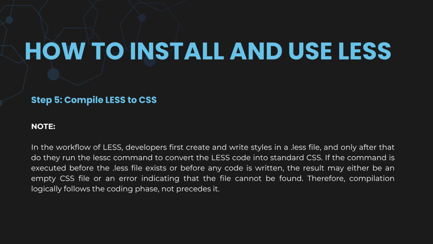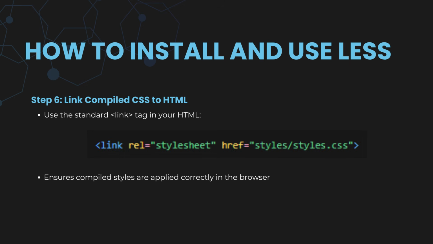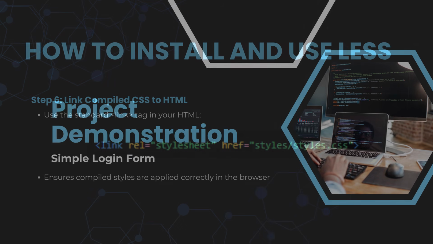In a Less workflow, developers first write styles in a .less file, then run the Less command to convert it into standard CSS. Running the command before the file exists or has content may result in an empty CSS file or an error. Therefore, compilation should come after coding, not before it. Lastly, insert this code into your HTML file. This ensures that the browser properly loads and applies the compiled styles.